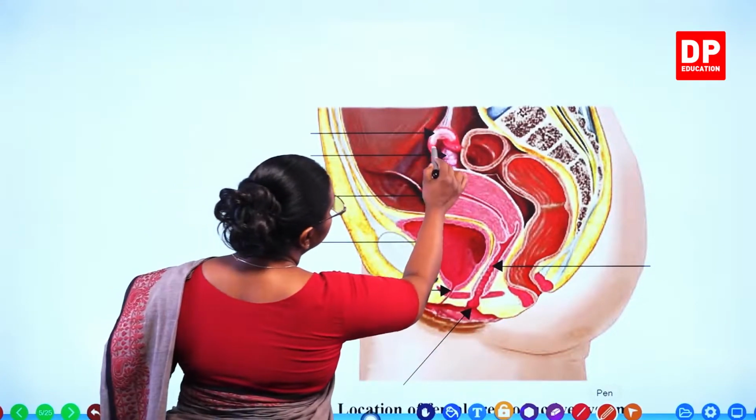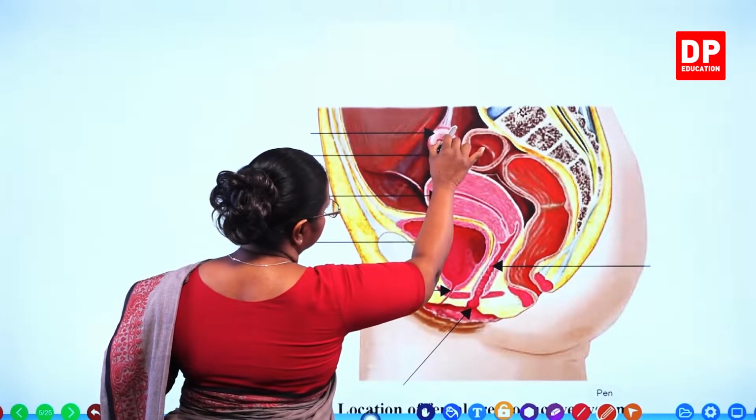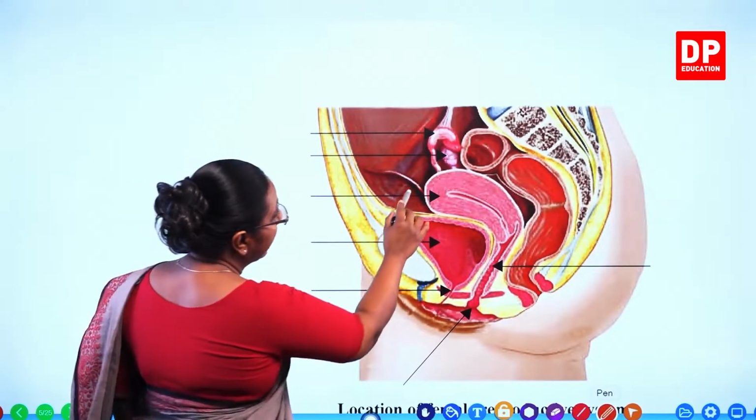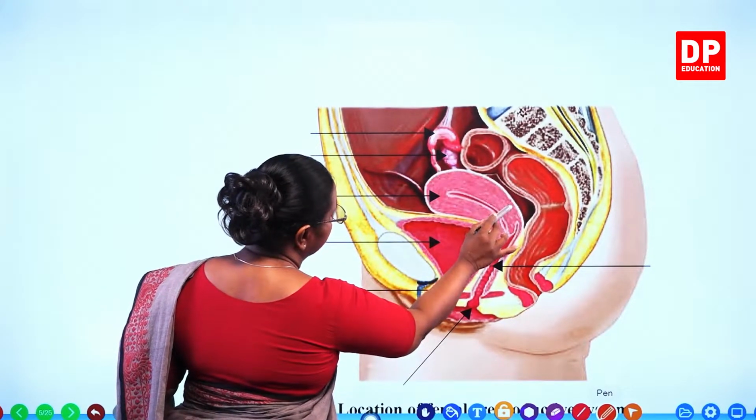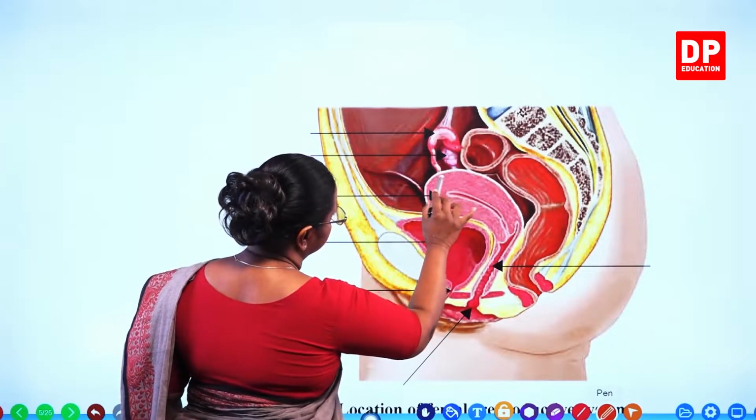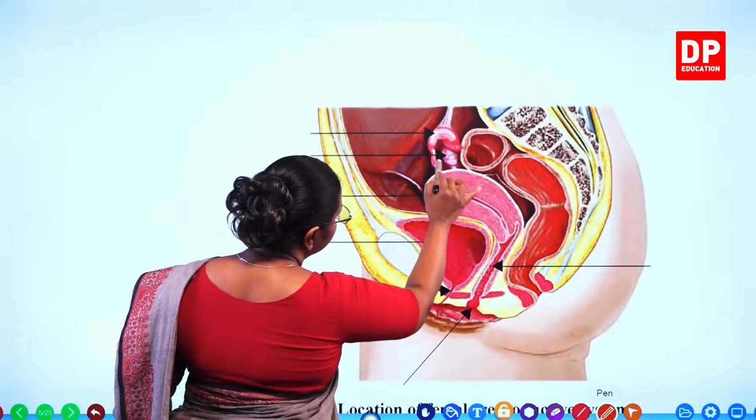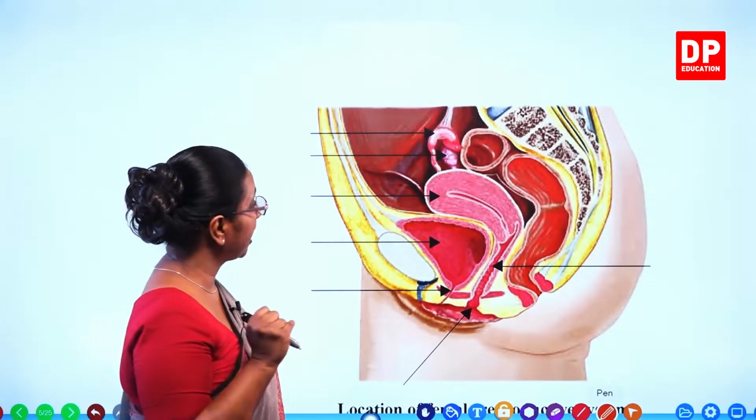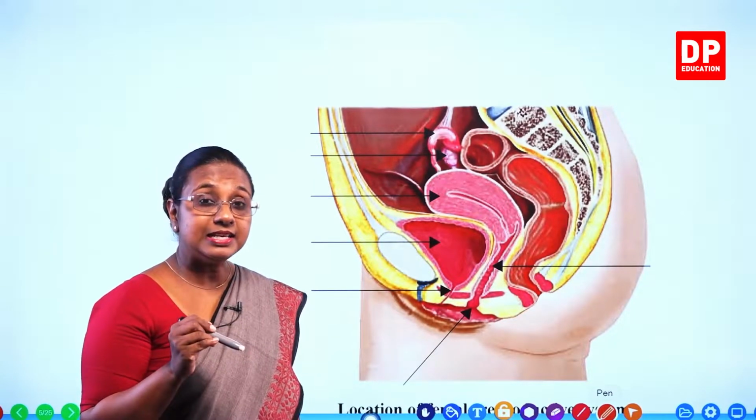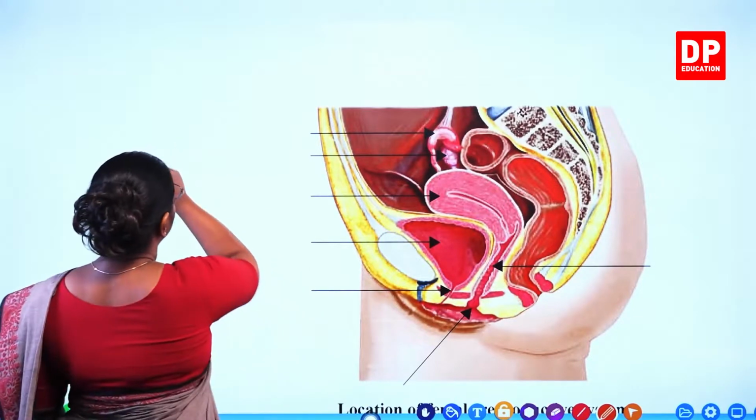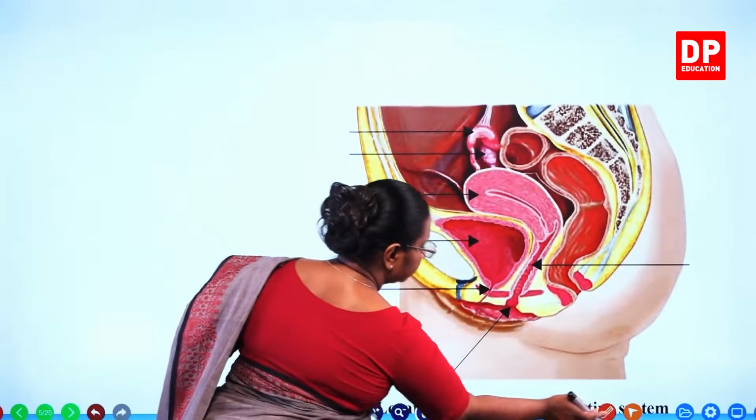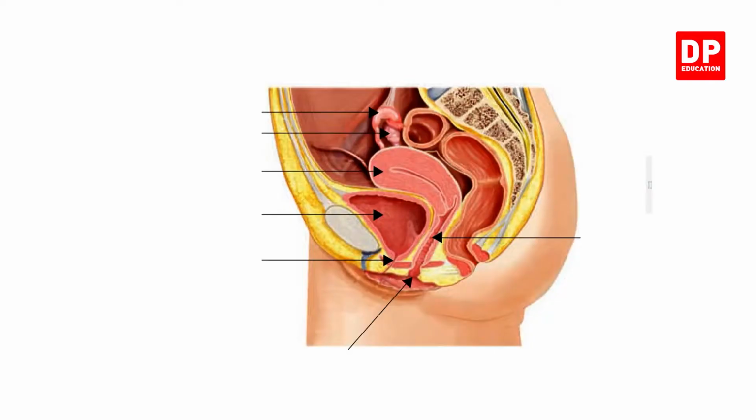Now, here you can see, students, this structure that you can identify like a funnel-like structure, and this is actually the uterus, a hollow muscular structure. From that you can see it is coming to one side with the fimbria. What is that? That is the fallopian tube. So, the first structure is the fallopian tube. This side is the fallopian tube.